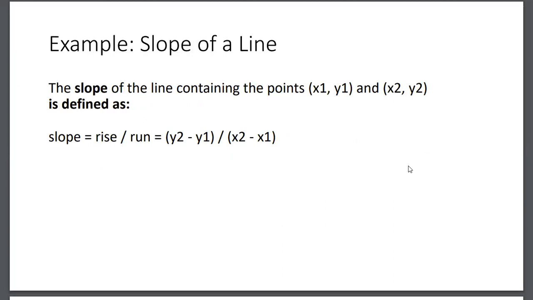Example, slope of a line. The slope of the line containing the points x1, y1, and x2, y2 is defined as follows. It's a definition. Slope is rise over run, the difference in the y coordinates between the 2 points divided by the difference in the x coordinates. Y is the vertical scale, the rise, x is the horizontal scale called the run. The ratio of the rise over the run. It's a definition.